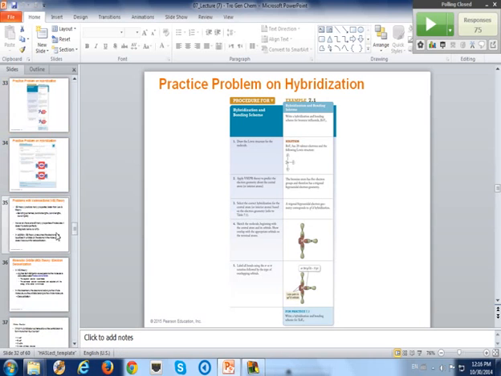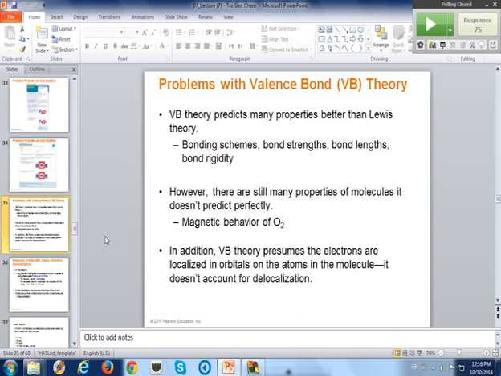Okay, so what I want to do next is to note some limitations of the valence bond theory, and in the latter part here we're going to start looking at the more advanced theory that addresses the limitations of the valence bond theory. This more advanced theory is the molecular orbital theory. So what are some of the limitations of the valence bond theory?